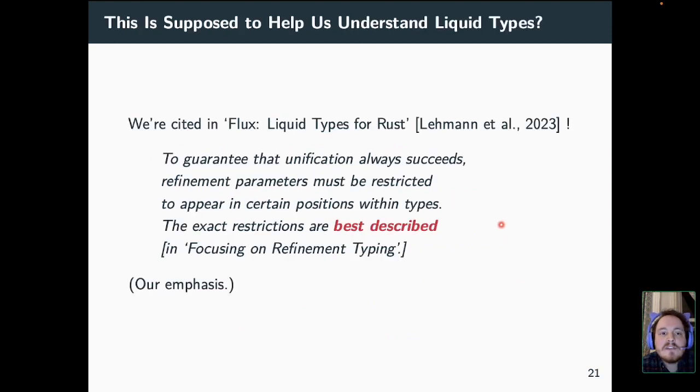Okay, so how is this supposed to help us understand liquid types? Well, at least we have a bit of empirical evidence that it does help us. In particular, there's a liquid types paper recently published called Flux, Liquid Types for Rust, where they're quoted as saying that the exact restrictions that they use to guarantee unification always succeeds are best described in the paper Focusing on Refinement Typing, the paper I'm presenting now.